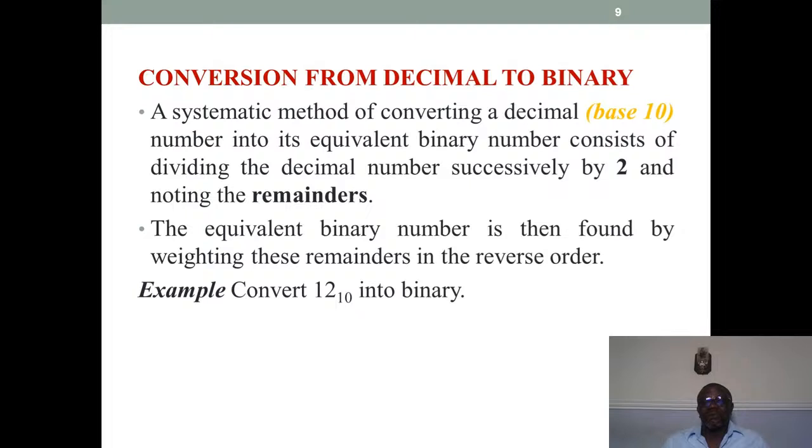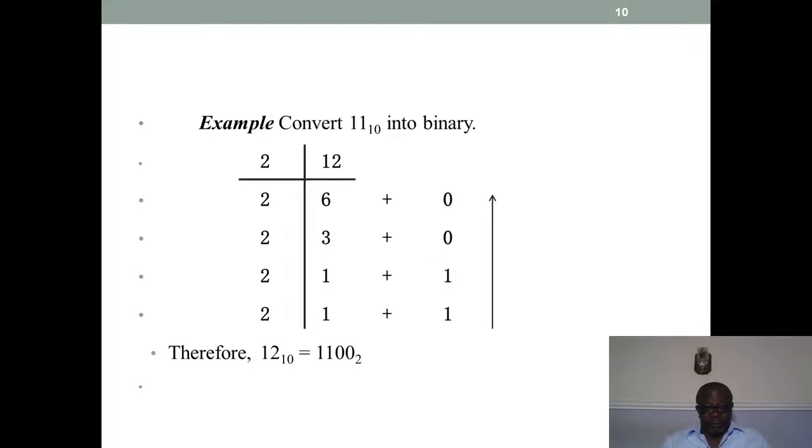Take, for instance, we want to convert 12 in base 10 into binary. If we do that, 12 divided by 2 will give you 6. What is the remainder? 0. 6 divided by 2 will give you 3. The remainder will be 0. 3 divided by 2 will give you 1. The remainder will be 1. 1 divided by 2 will give you 0, and the remainder is 1.